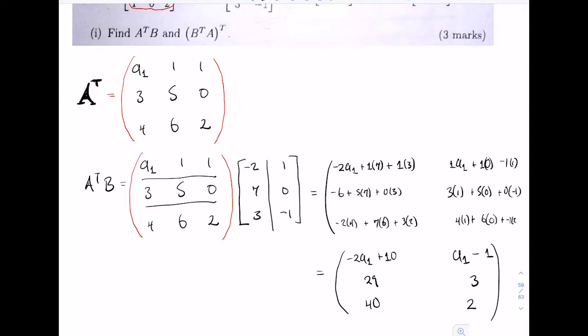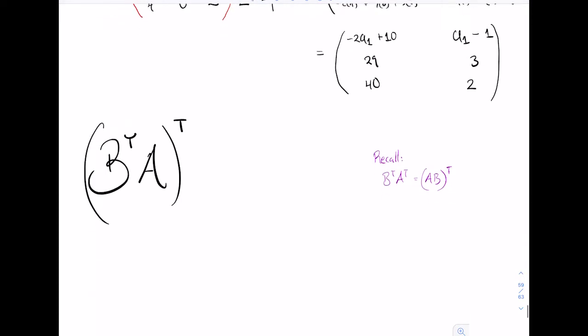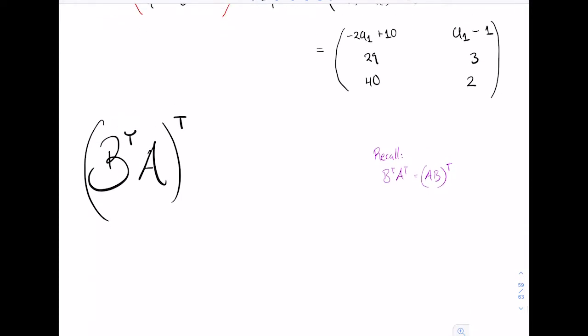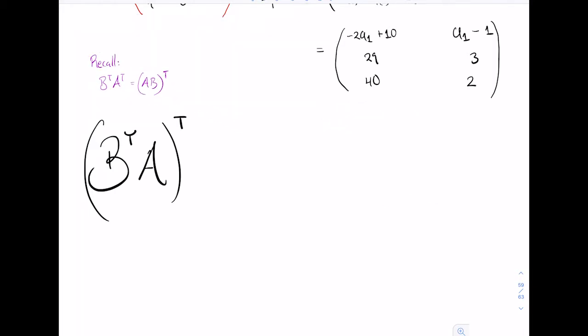Right, we move along to now write down what is B transpose A all transposed. And if you notice, I have this little reminder here, so that we can recall that B transpose times A transpose is equal to AB all transposed. Okay, so here we end up with a reverse product of the transposed. When we apply the transpose to a product, we end up with the reverse product transposed.